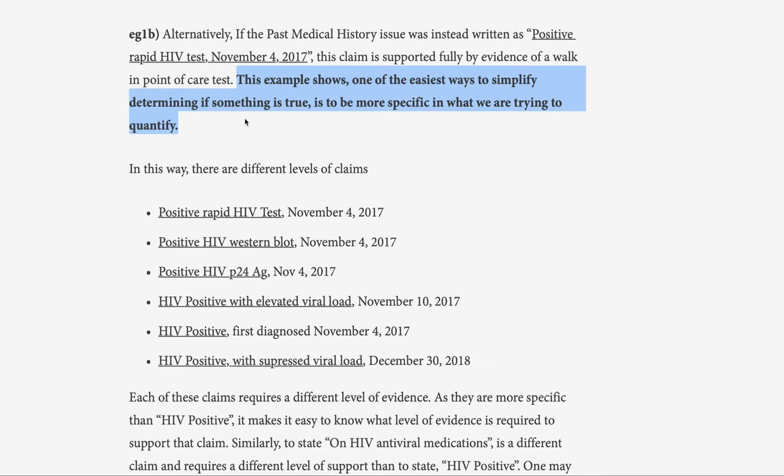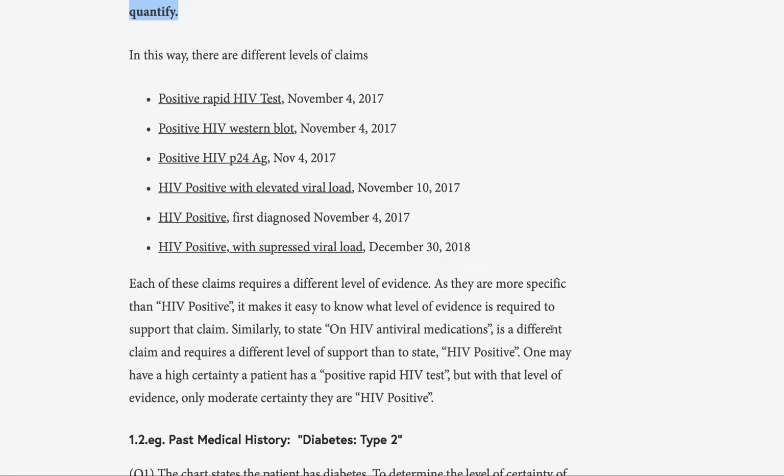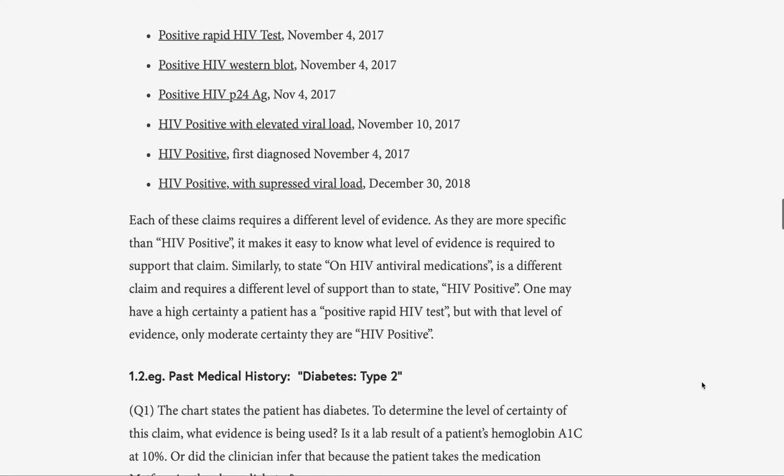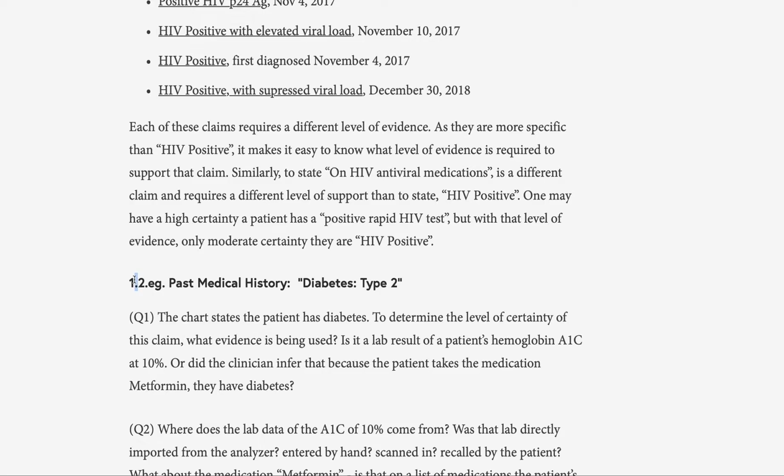As we get into more complex statements, so that the patient is HIV positive, this would be a statement which, as we looked at in the previous paragraphs, actually requires a lot more consideration on what it means for that simple statement to be true. Whereas if we have a longer statement with more description and detail, it's actually easier to support the truth of the more detailed item in the past medical history. Let's look at one other example.